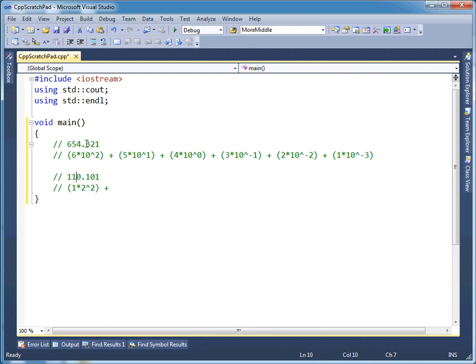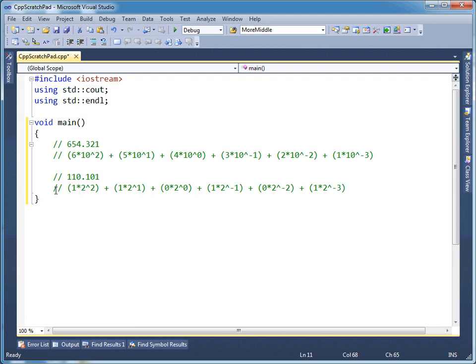plus, and then we have another 1 here. So let's do 1 times 2 to the power of 1 plus the next digit is 0. So 0 times 2 to the power of 0 plus, and we just keep going with the same pattern, we got a 1 here, so 1 times 2 to the power of negative 1 plus 0 times 2 to the power of negative 2 plus the last digit is a 1, 1 times 2 to the power of negative 3.